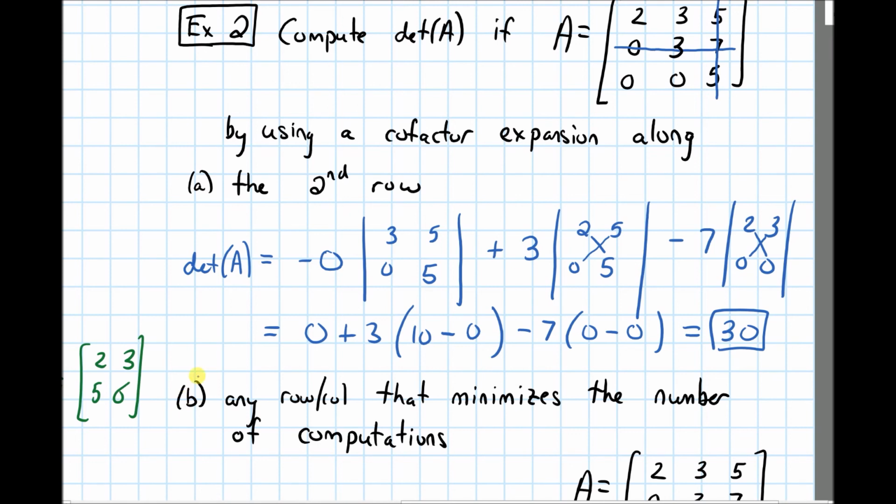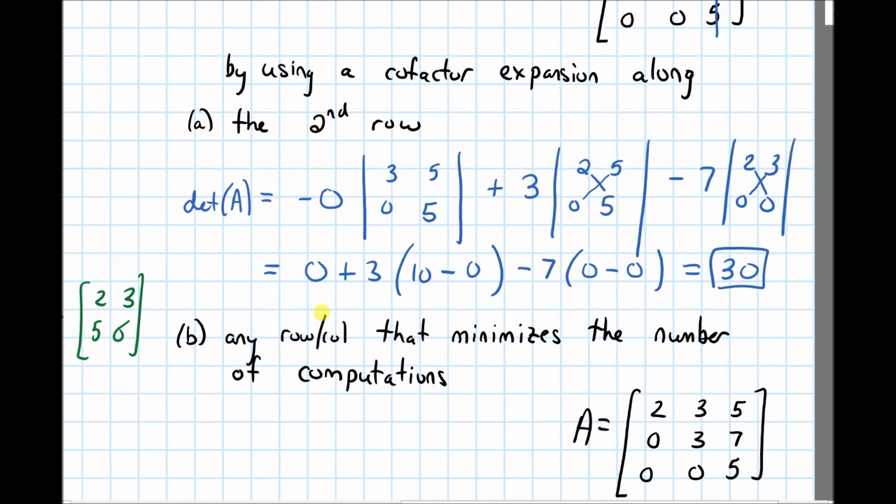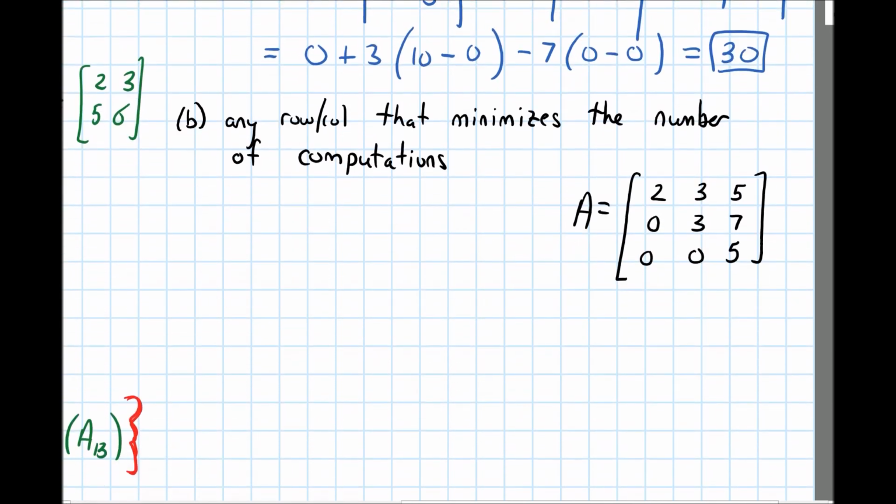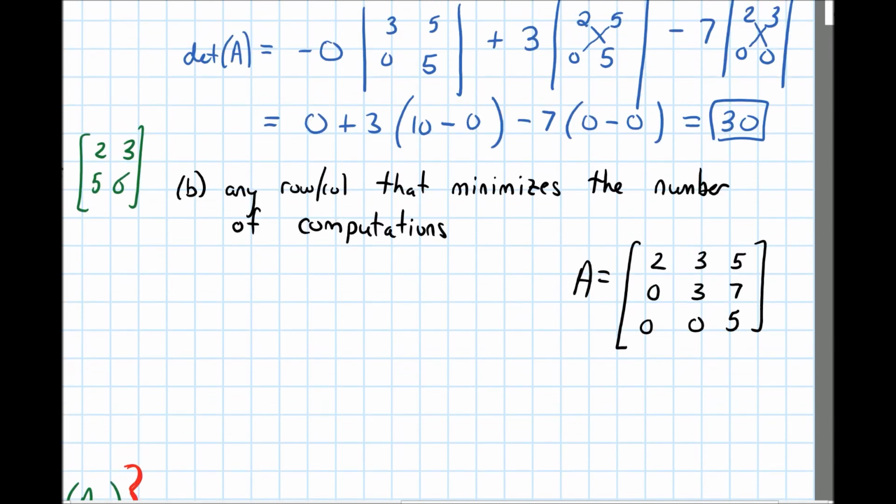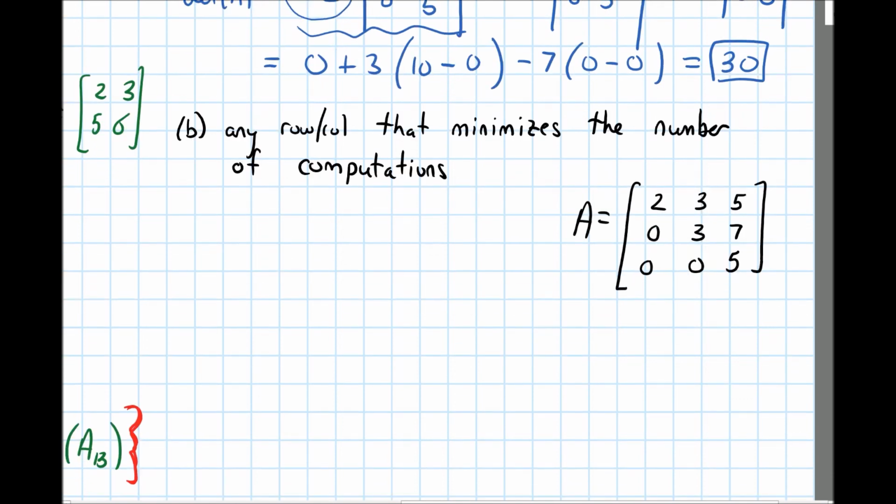So in part B, I want to use a cofactor expansion, but this time along any row or column. I have a choice, but I want to do it in a way that minimizes the number of computations I have to do. If I could choose any row or column to expand along, one thing I noticed from the computation above is it's really nice when we have a 0 as our entry, because then this whole term goes away. So let's pick either a row or a column that has the most zeros. For example, column 1 would be a good choice. Row 3 would also have been a good choice.